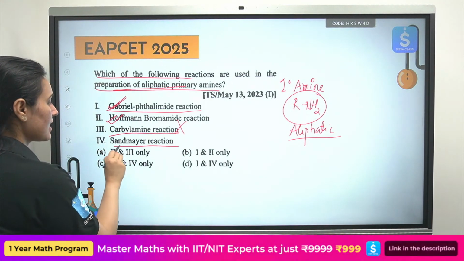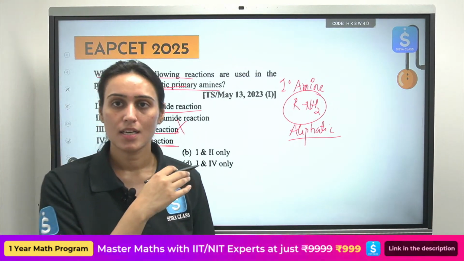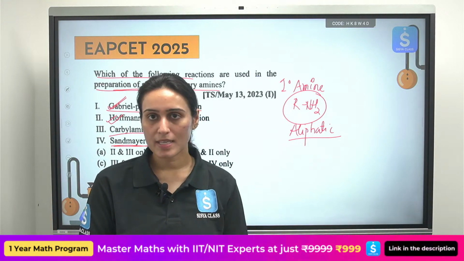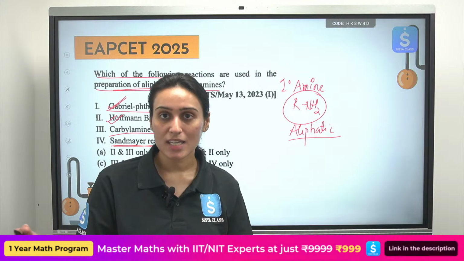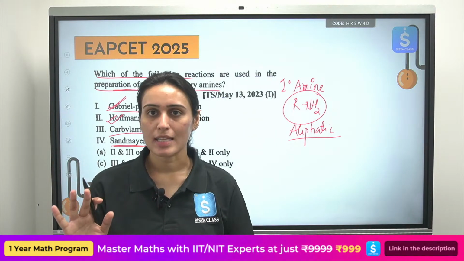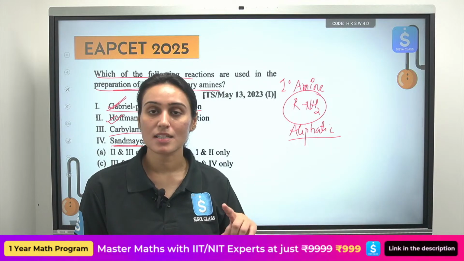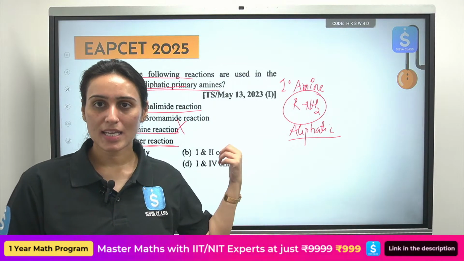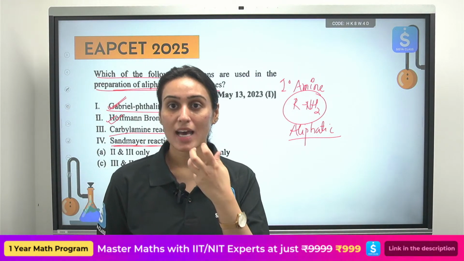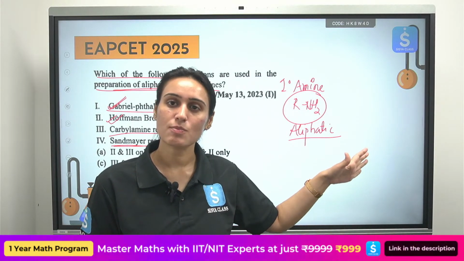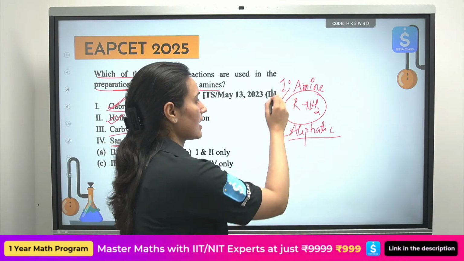And from the Sandmeyer reaction also, you have just now seen it. From diazonium salt, you prepare maybe chlorobenzene, maybe bromobenzene, maybe cyanobenzene. So you do the substitution there. You don't prepare your 1 degree amine from the Sandmeyer reaction. Another thing, the Sandmeyer reaction is given by aromatic diazonium salt. But we are asked to prepare aliphatic 1 degree amine.